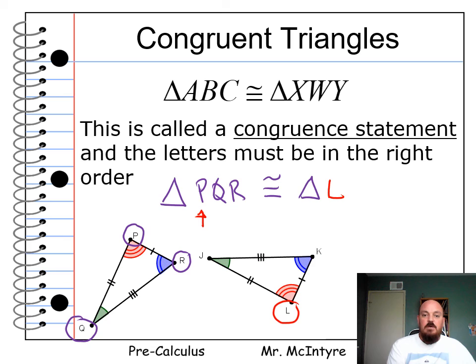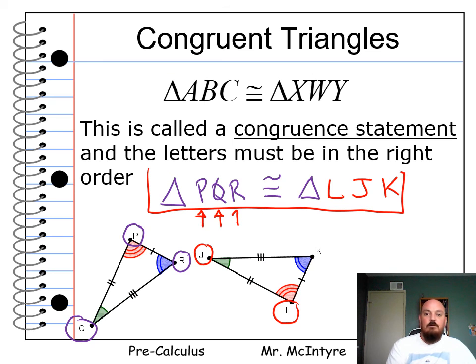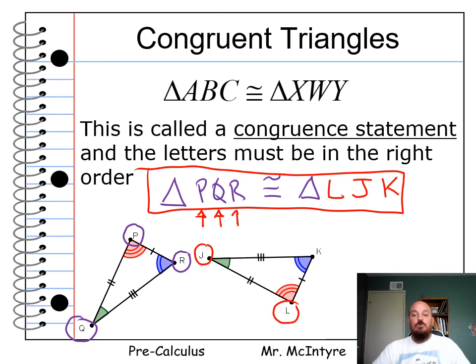And then you do the same thing for the middle one. The second letter I chose was Q. That's the green one with 1 marker. So the second letter over here has to be J. And then the third letter I picked was R, which is the blue one. So my third letter here has to be K. And that is our correct congruent statement. Remember, the first triangle you can name any way you want. Just pick the 3 letters and throw them in there. I usually go alphabetical order. It's simple. But for the second one, be careful that they match up in order.